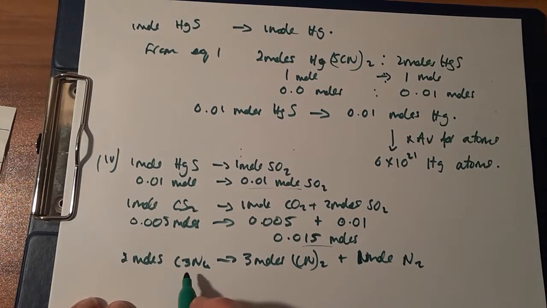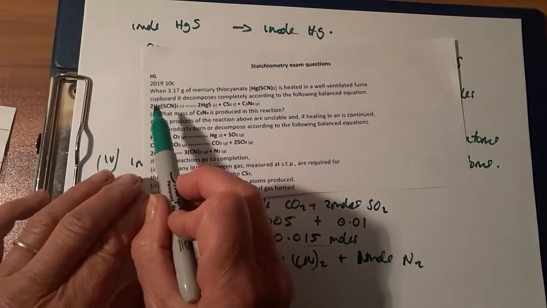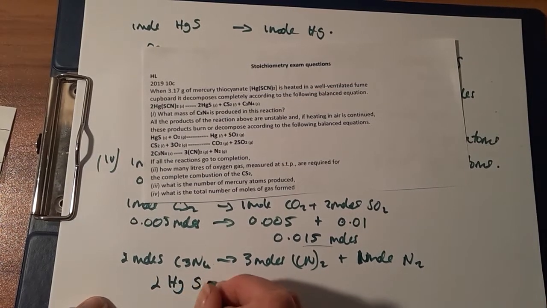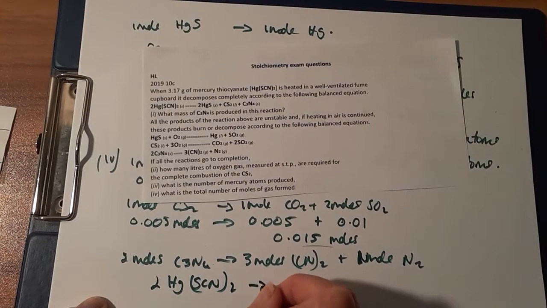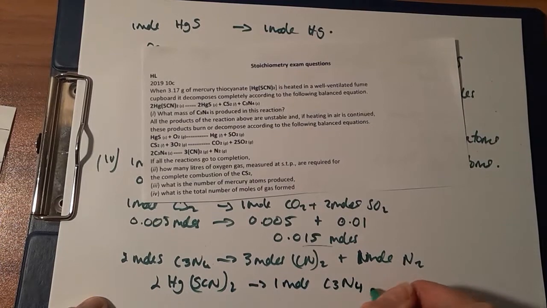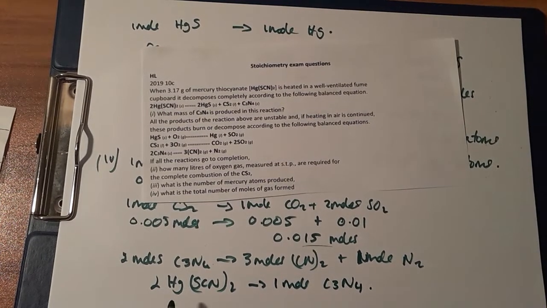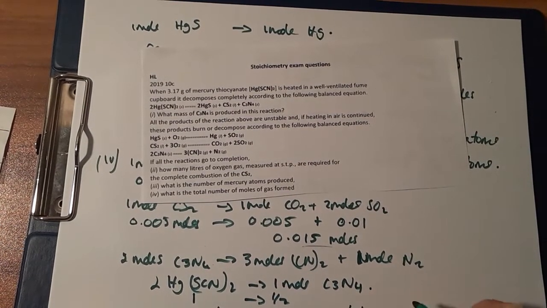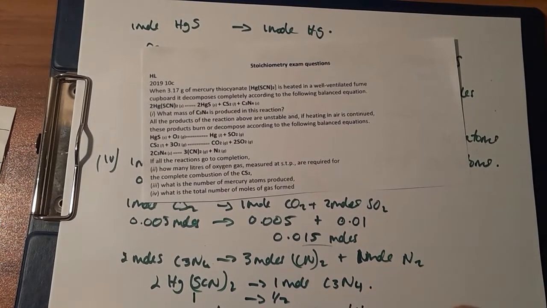Okay, so from the original equation, go back to equation number 1. So for the C3N4, 2HgSCN will give you 1 mole of C3N4. So initially, remember, we used 0.01 moles of this. So 1 mole will give you half a mole. So if we're only using 0.01 mole, we'll get half of that, which is 0.005 moles. So we get 0.005 moles of C3N4.